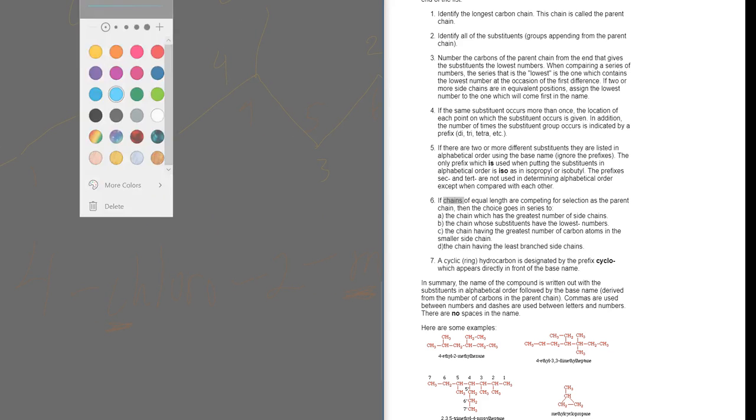There are two or more different substituents listed. They are listed in alphabetical order. Yes, that's fine. Using the base name, ignore the prefixes. So if there were two methyls here, ignore the di. Just use the methyl. So let's use that as an example. Well, I guess we could put it here. For example, let's put this in blue.